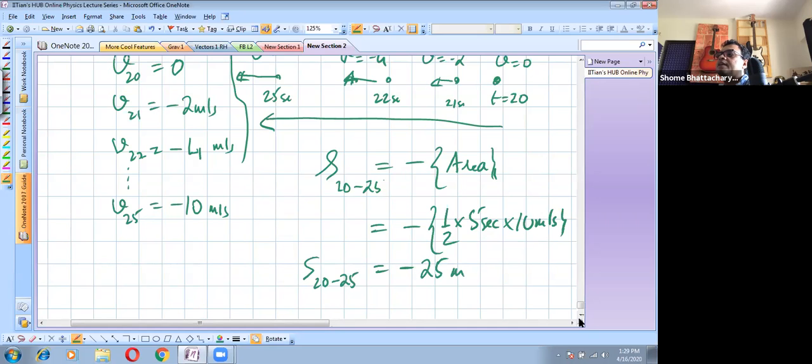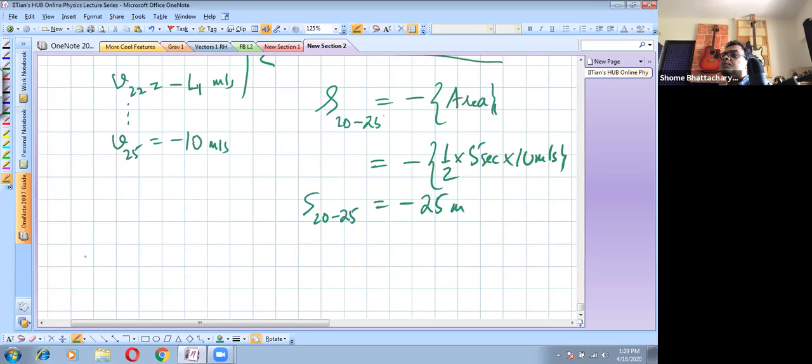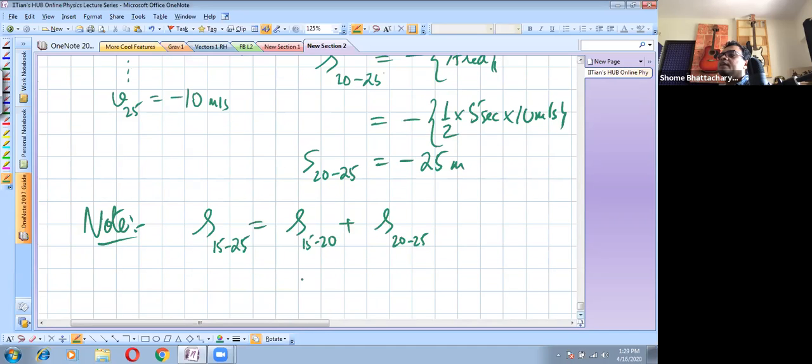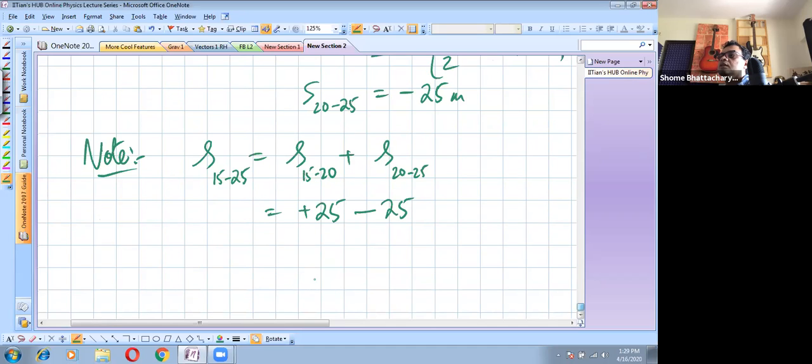And that is why, finally, if we see the total displacement from 15 to 25 seconds, it is going to be the displacement from 15 to 20, algebraic sum with the displacement from 20 to 25. So you can see that it is going 25 meters forward while it is decelerating, coming to rest, and then it's coming back 25 meters while it is again accelerating but in the opposite direction. So it is in fact 0. Okay. So the displacement from 15 to 25 is 0. This is the final answer.